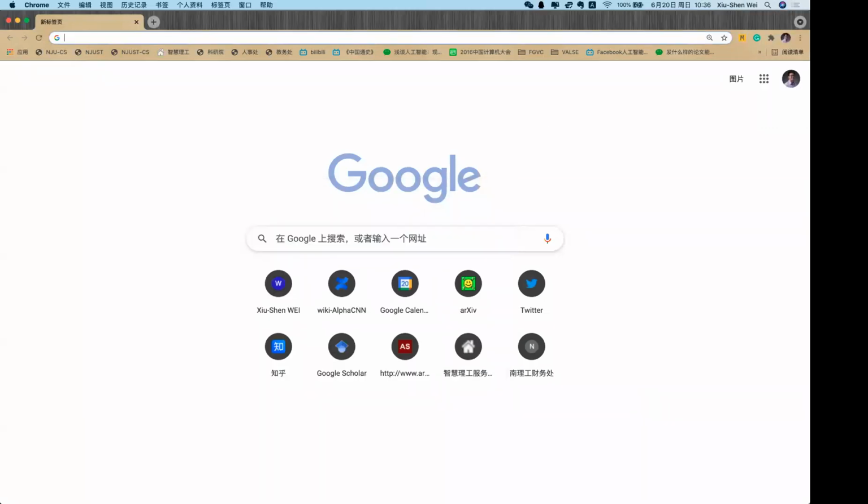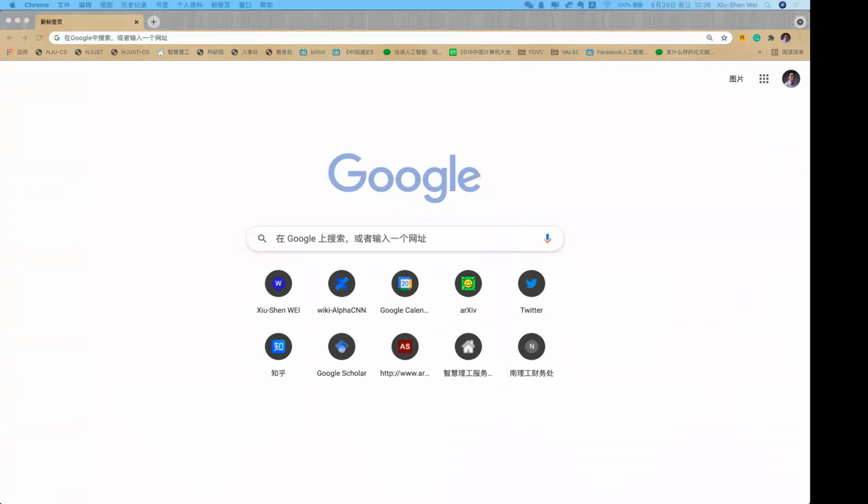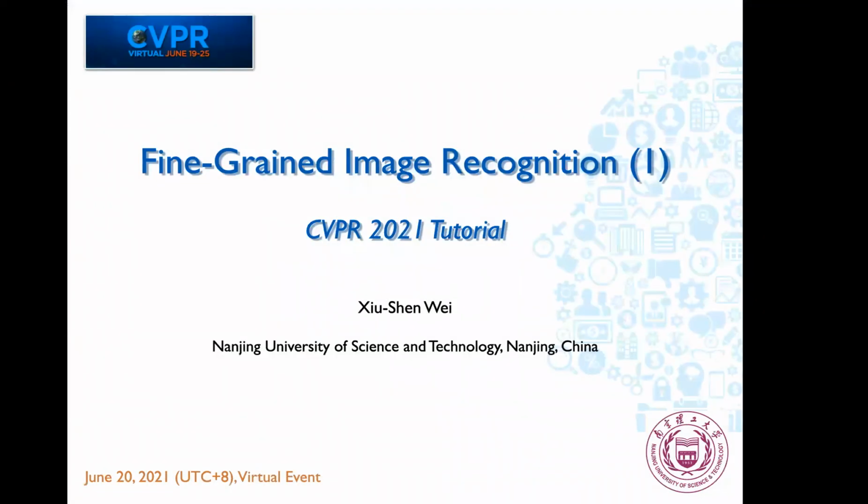Okay, now let's move to the second part. That is fine-grained image recognition. Now I'm Xiu-Shen from Nanjing University of Technology. In the following, I will talk about fine-grained image recognition, especially in one specific learning paradigm.